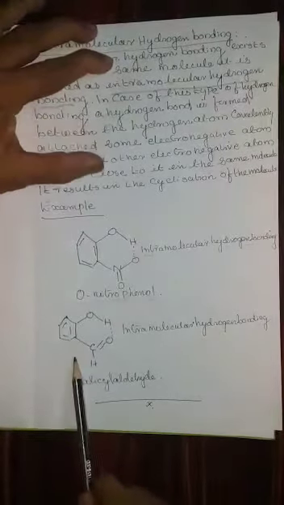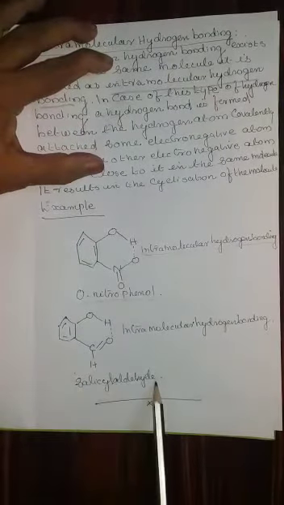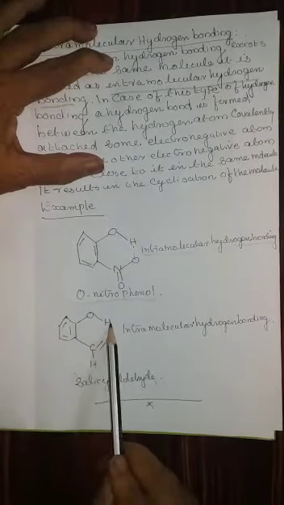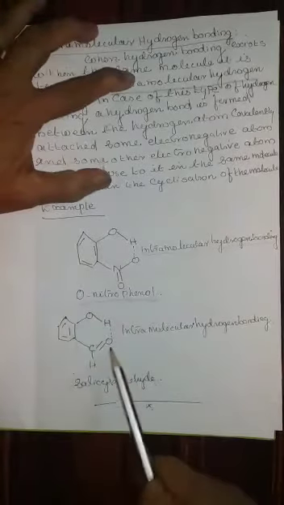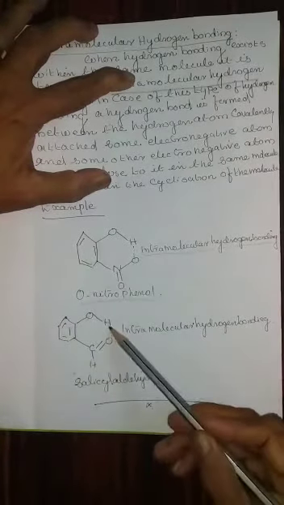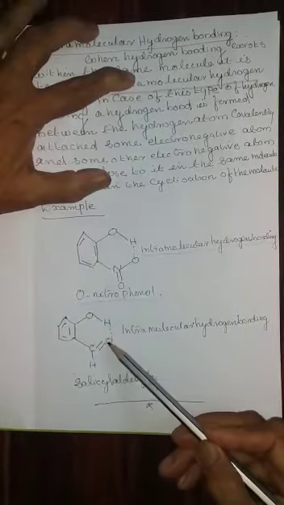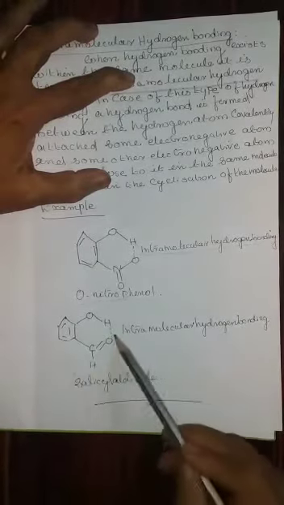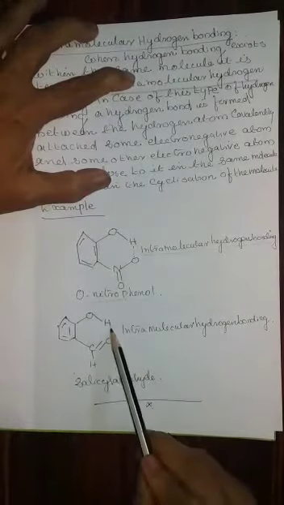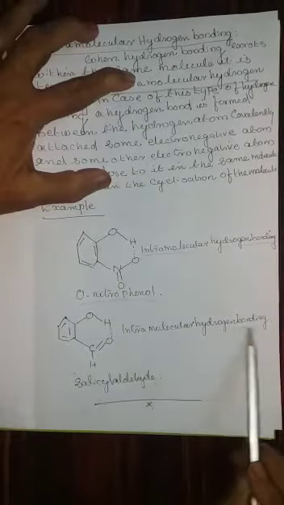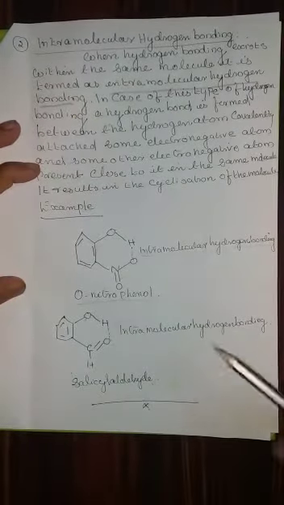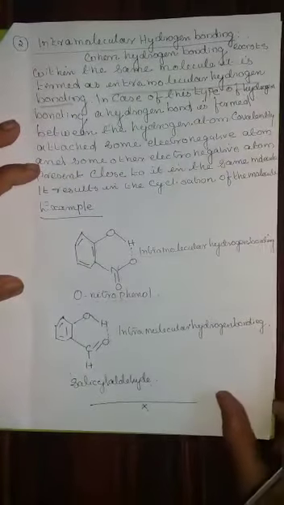And another example is salicyl aldehyde. That means this is one molecule and hydrogen actually forms a covalent bond with this oxygen, and this hydrogen forms a weak bond with the other oxygen of the same molecule. Therefore, these two bondings are called intramolecular hydrogen bonding, which occurs within the molecule. That completes the chapter chemical bonding.